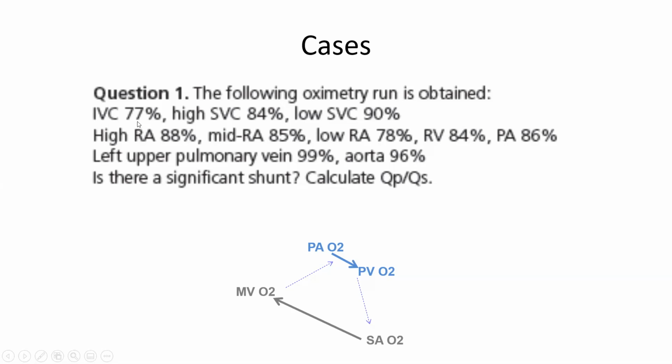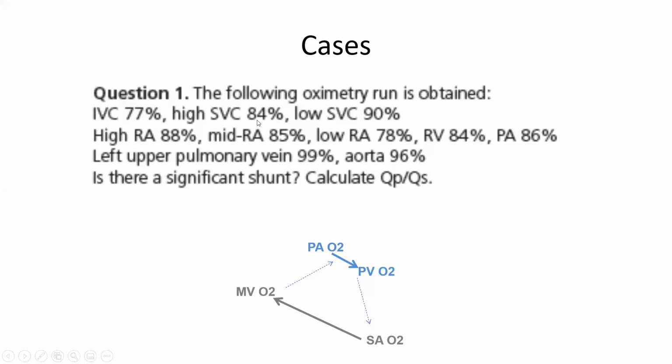Where is this? There is a step up from high to low SVC, so it could be sinus venosus. I think the low RA can be from the coronary sinus, so that's not a shunt. All right, that's a very good thought. So it could be sinus venosus.